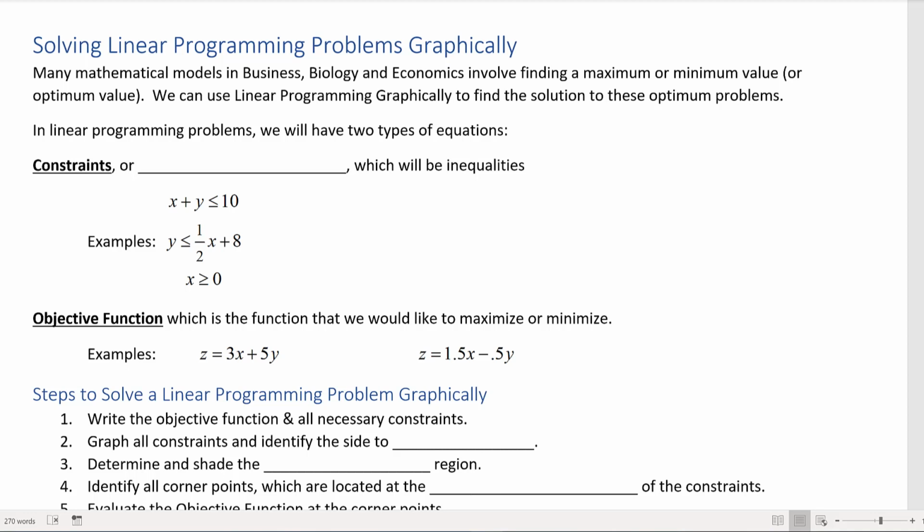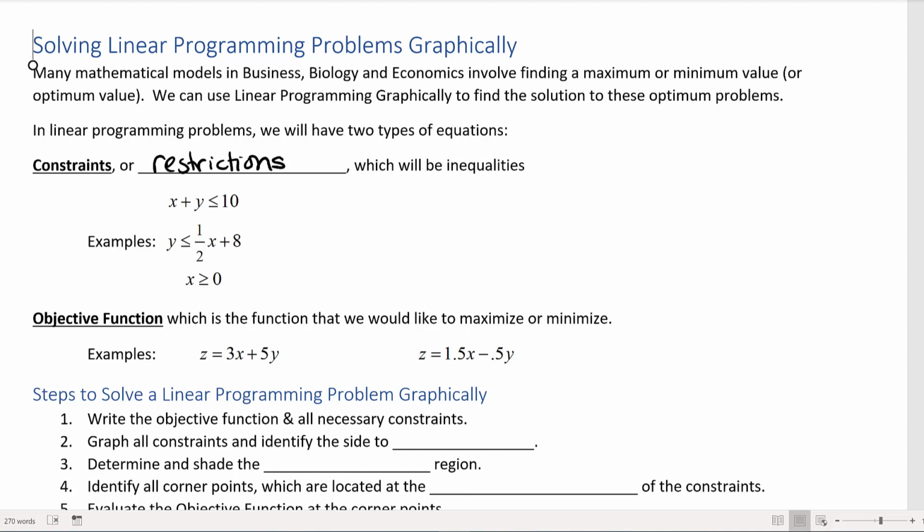In linear programming, we have two types of equations. You're going to have constraints or restrictions. These are usually going to be inequalities. This is like restrictions on time or resources or anything within your word problem that restricts you somehow. Here are some examples. X plus y is less than or equal to 10. Y is less than or equal to 1/2 x plus 8. Or x is greater than or equal to 0.